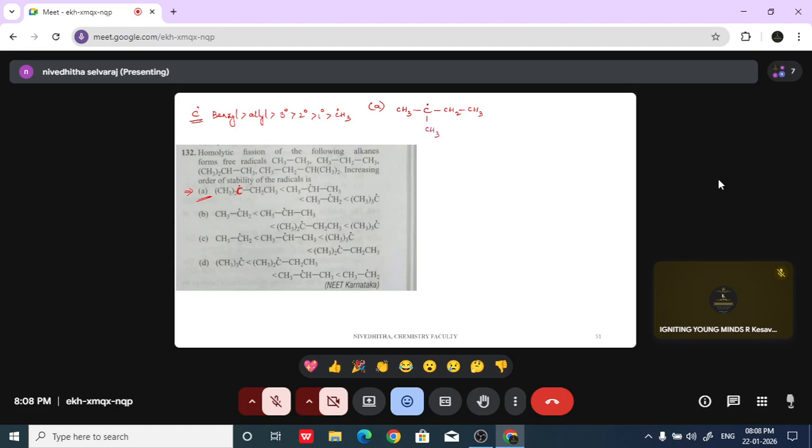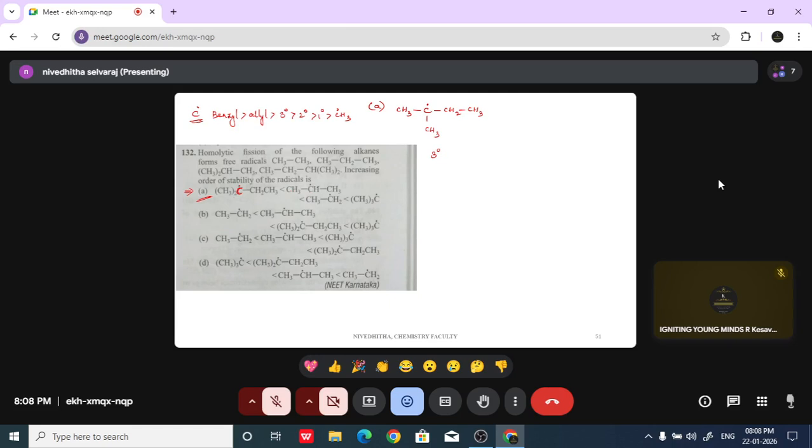But in the option, they have given you the condensed form. Whenever the compound is given in the condensed form, we should be in a position to write in a normal way. Okay, fine. Could you please tell me what kind of free radical is this? Is it primary, secondary, or tertiary? Tertiary. Very good. It is tertiary.